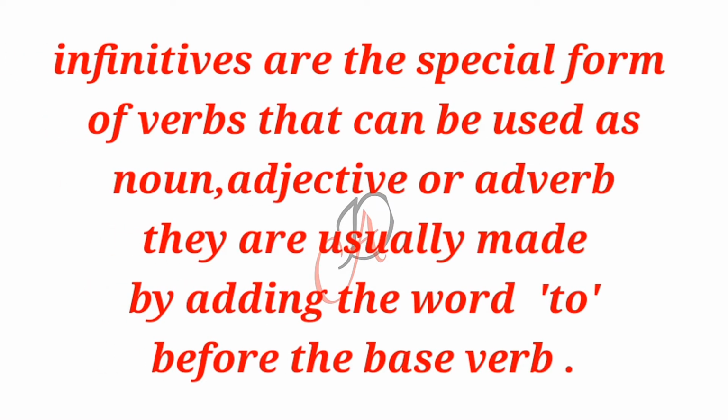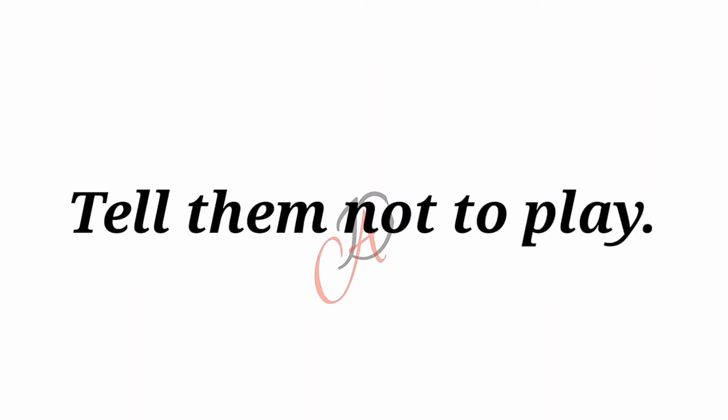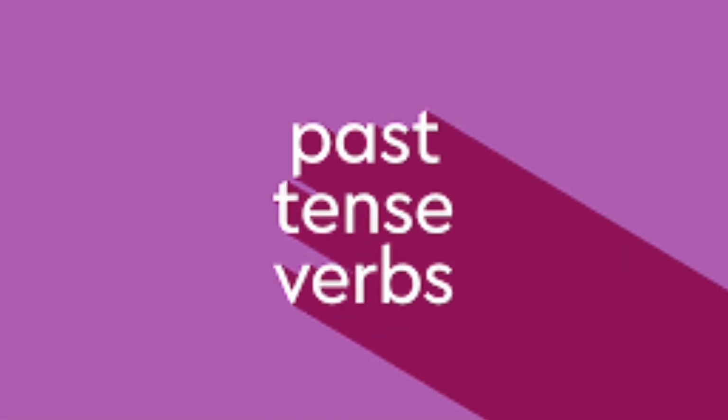So let's move to the next basic form of verb, that is infinitive. Infinitives are special forms of verbs that can be used as a noun, adjective or adverb. They are usually made by adding the word to before the base verb and they can be useful when discussing action without actually doing the action. For example, tell them not to play. And in the given example, to play is the infinitive verb because to is added to the base form of verb play.